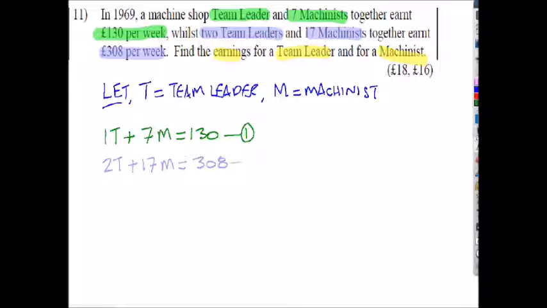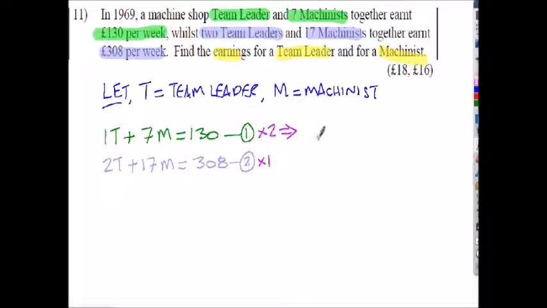I'll call this equation 2, just to give them a reference. If I'm going to solve these simultaneous equations using elimination, I need to make sure the coefficients of either the t or the m terms are the same. I can clearly see that by multiplying equation 1 by 2 and leaving equation 2 the same, I'll be able to make the coefficients of the t term the same. They'll both be 2, in other words.